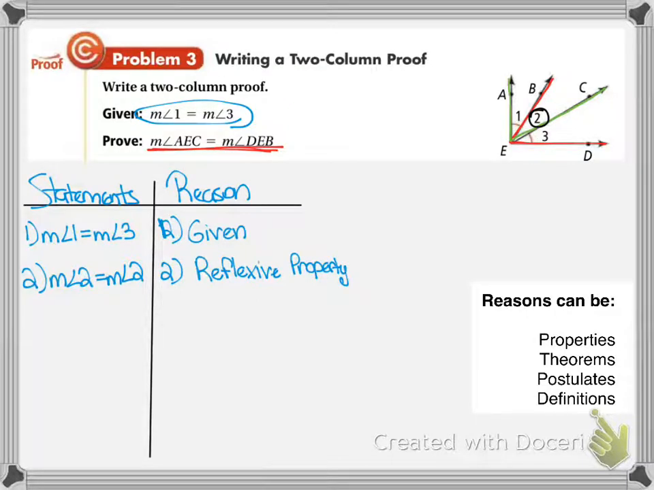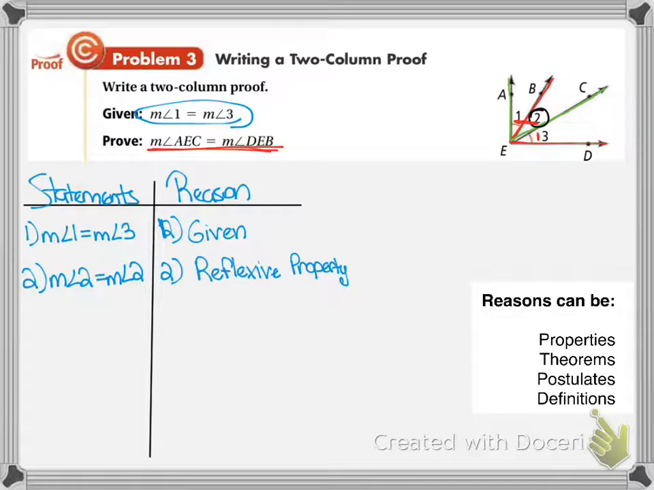Now let's look at the green angle. That green angle is angle 1 plus angle 2. So let's see, I know angle 1 is congruent to 3. I know 2 is equal to itself. So 1 plus 2 represents angle AEC. So I can say that.